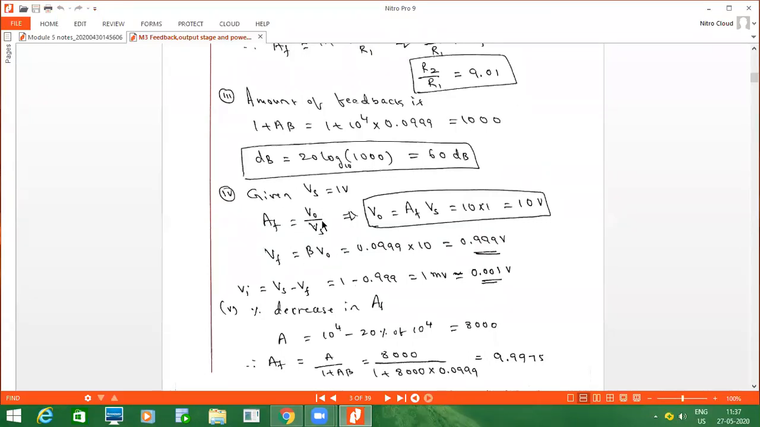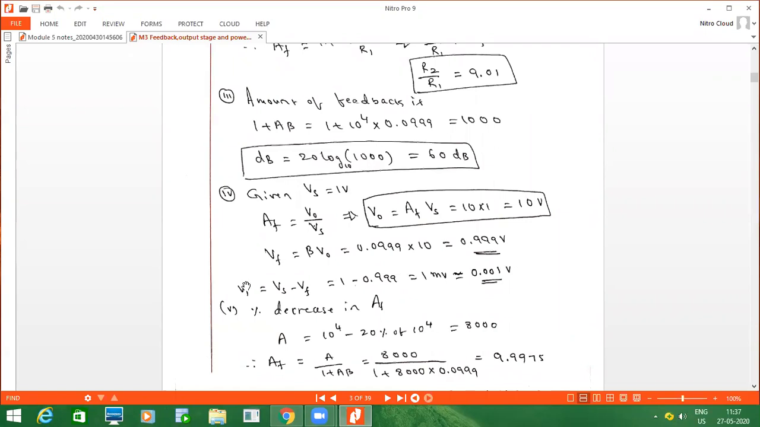I have used these two formulas, equation number 1 and equation number 2, which we got in the above derivation. This is according to equation number 1, and this is according to equation number 2: Vf is equal to beta times V naught. Beta is known, V naught is known. Just substitute and calculate the value of Vf. Vf will be equal to 0.999 volt.